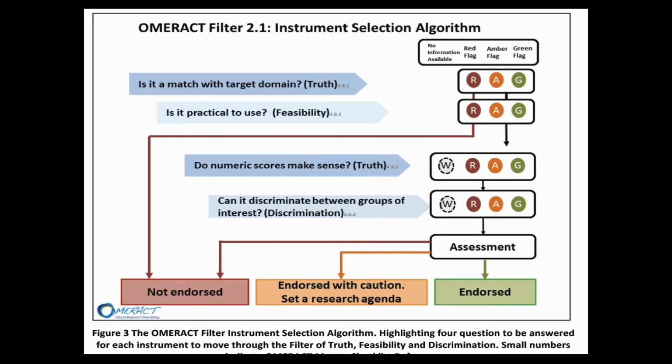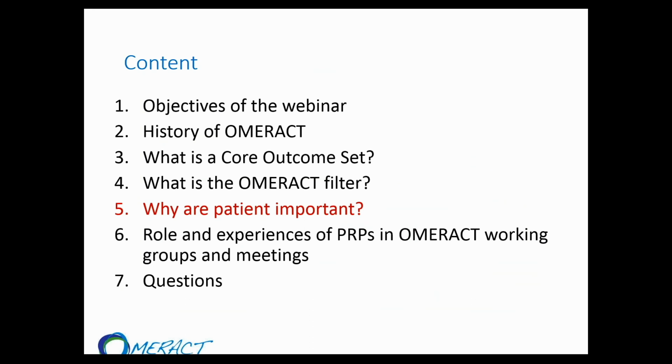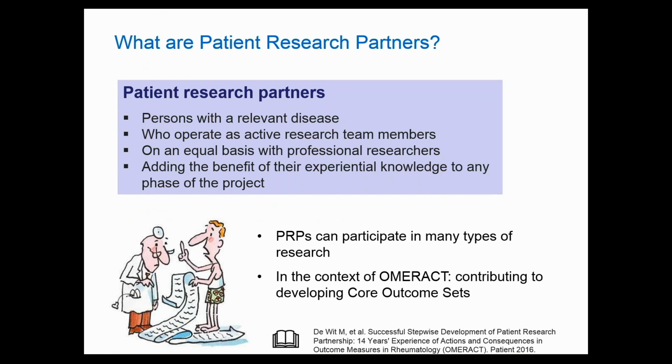So, and actually with this, I would like to end the introduction of the OMERACT filter and the OMERACT methodology. I've highlighted a little bit why patients are important and also specifically where their role should be. Of course, because they have the relevant disease. And OMERACT has really led the way into active and equal involvement of patient research partners in the work that they are doing.